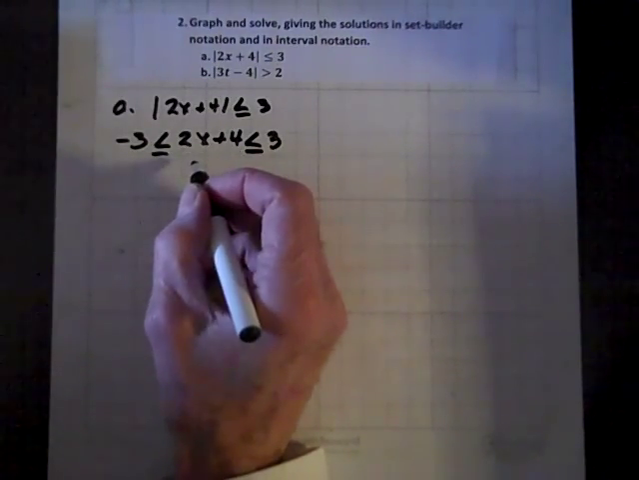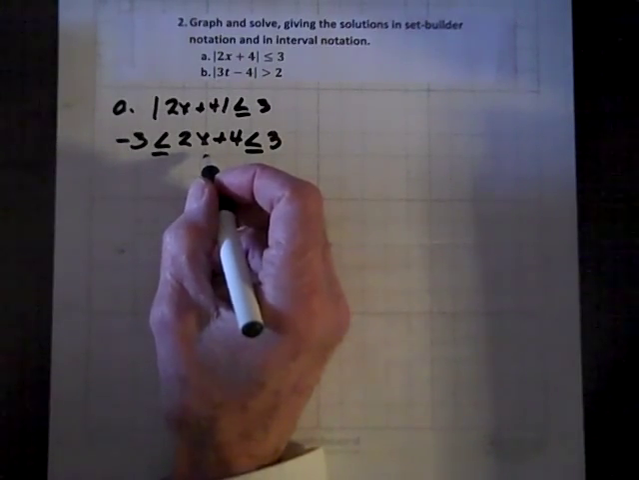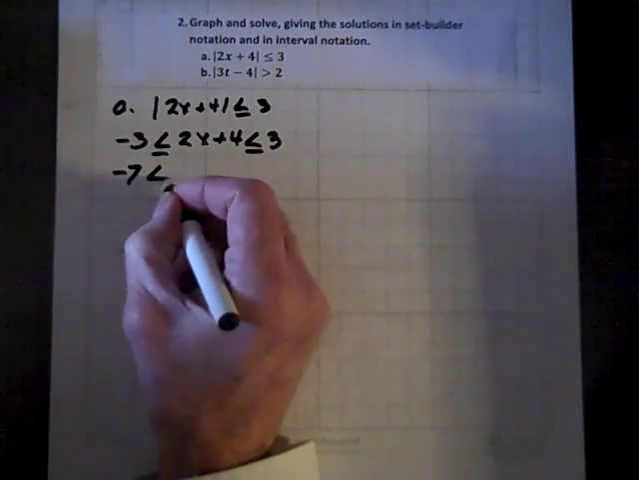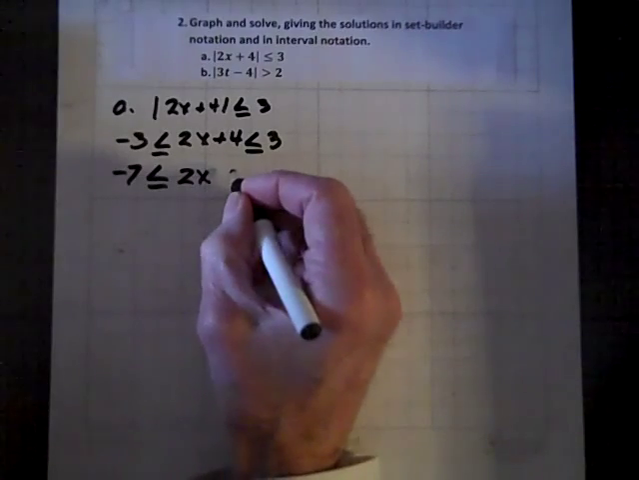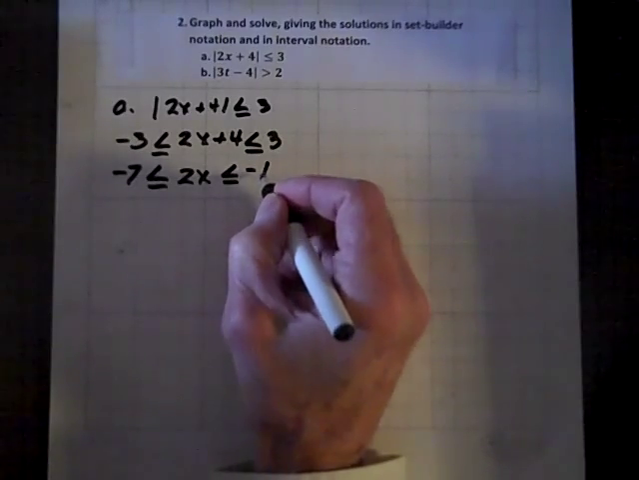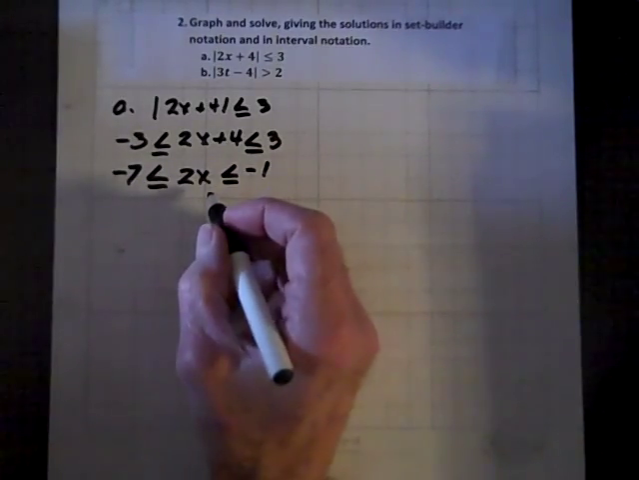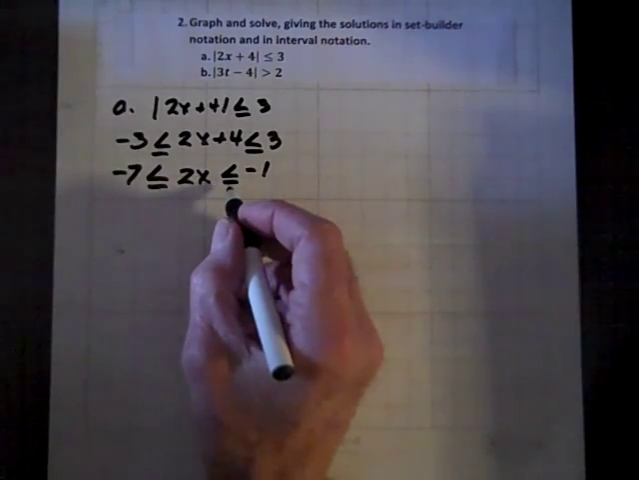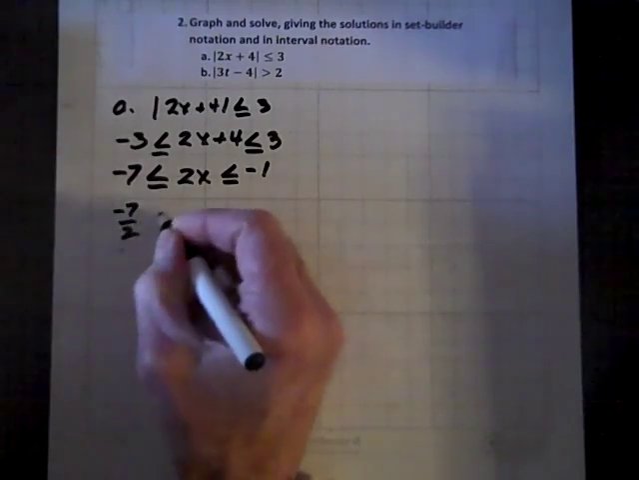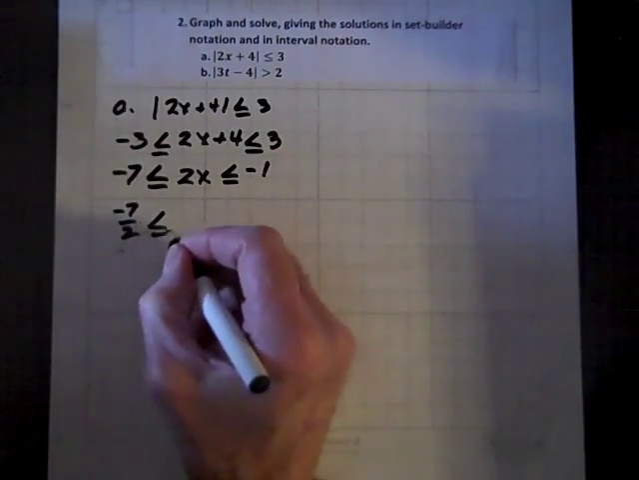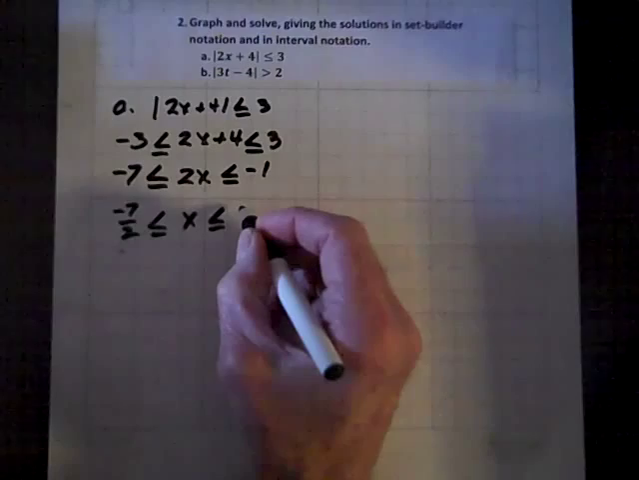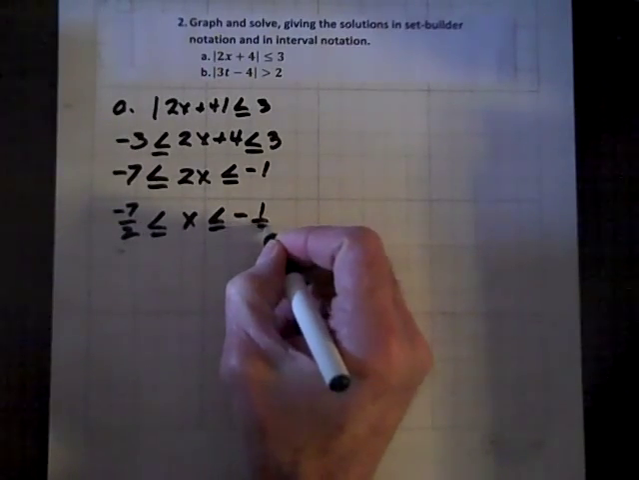Now our next task is to isolate 2x, so we'll subtract 4 from each interval, and -3 minus 4 is -7, and that's going to be less than or equal to 2x, which is less than or equal to 2 minus 4, which is -2, and -4 plus 3 is -1. Now our next task is to isolate x, so we'll divide each interval by 2. So -7 divided by 2 is -7 halves. 2x divided by 2 is x. And -1 divided by 2 is -1 half.